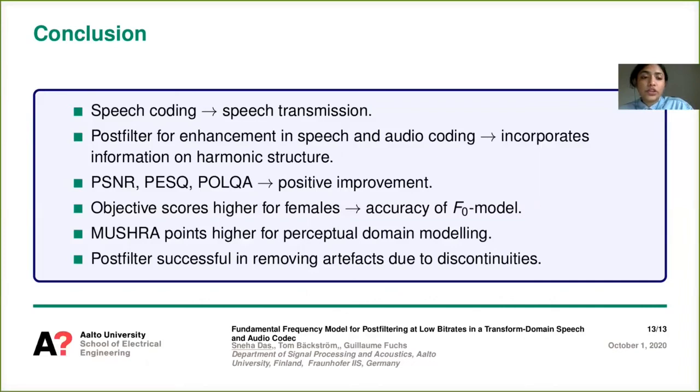We observed that the objective scores were much higher for the females in contrast to the males. This can be attributed to the higher accuracy in obtaining the fundamental frequency model for female samples. While in both the domains the MUSHRA points were higher, we observed that for perceptual domain modeling, there was a gain of 7 MUSHRA points with respect to the LTP post-filtered signal. Listening tests also showed that the post filter is successful in removing artifacts that are caused due to temporal discontinuities.